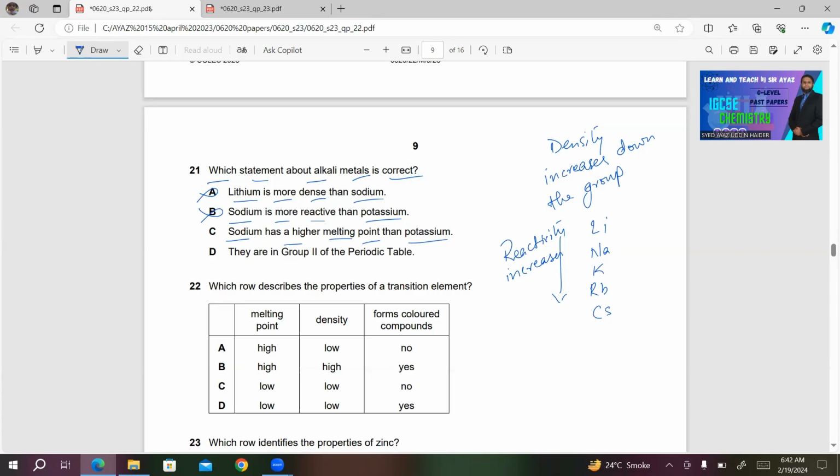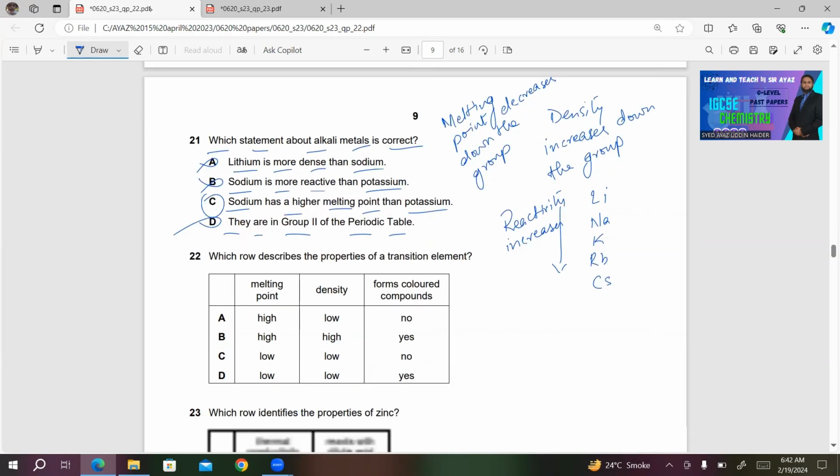C, sodium has a higher melting point than potassium. This is correct because the melting point decreases down the group. So this must be the right statement. Last one, they are in group 2 of the periodic table. This is incorrect. Both of these are in group 1 of the periodic table.